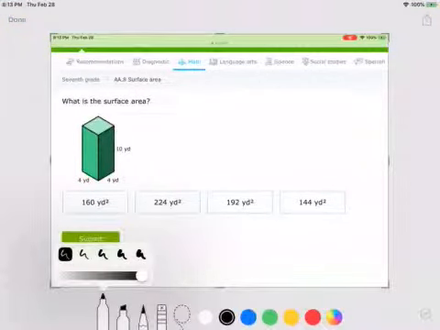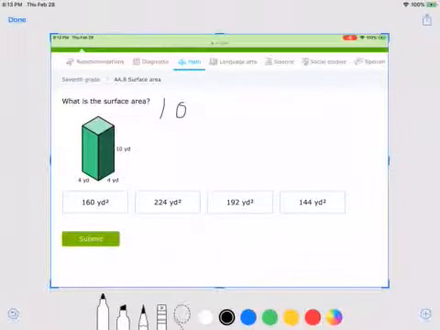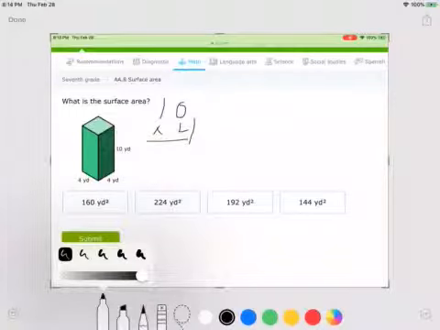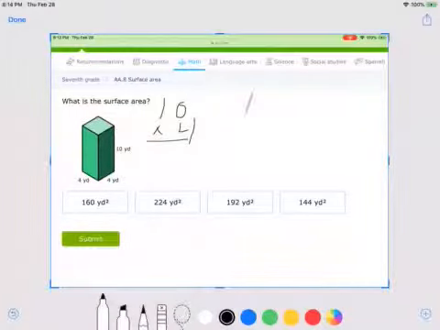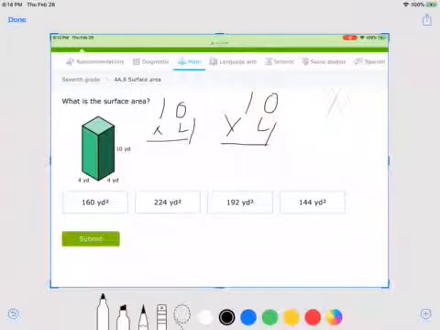So all of a sudden I have one face, that's that front face. All right, so I have 10 times 4. Oh, you're so going to make fun of me. All right. So then all of a sudden I have another face that's 10 times 4. And then I have the very top of the prism. That's going to be 4 times 4.